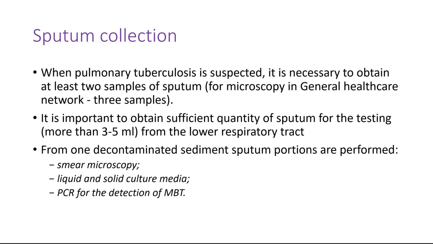Sputum collection. When pulmonary tuberculosis is suspected, it is necessary to obtain at least 2 samples of sputum. For microscopy in the general healthcare network, 3 samples. It is important to obtain a sufficient quantity of sputum for the testing, more than 3 to 5 milliliters, from the lower respiratory tract. From 1 decontaminated sediment sputum portion, smear microscopy, liquid and solid culture media, and PCR are performed for the detection of Mycobacterium tuberculosis.